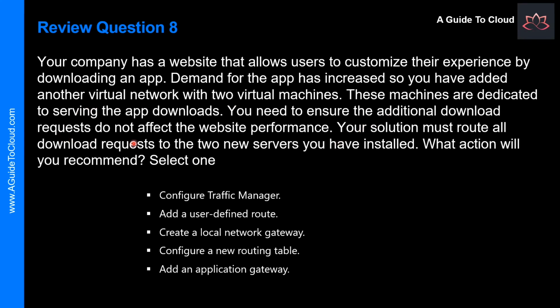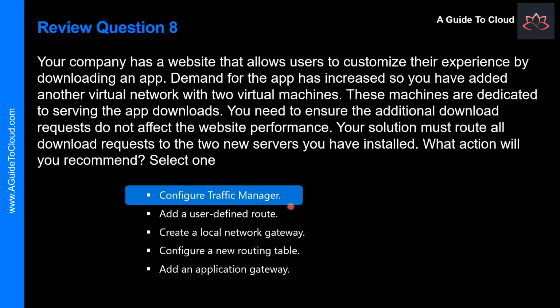You need to route the traffic to the new servers you have installed. So what is the routing method you would choose? We just need to select one answer. Is it adding an application gateway? Definitely not. A routing table is not going to resolve the problem. It is not going to resolve the problem by creating a local network gateway or a user-defined route. So the correct answer is configure the Traffic Manager. Traffic Manager lets you control the distribution of user traffic to your endpoints running in different data centers around the world. And Traffic Manager uses DNS and can route traffic to your two new download servers.